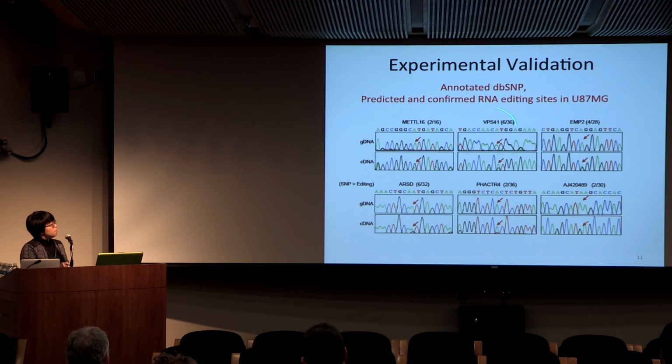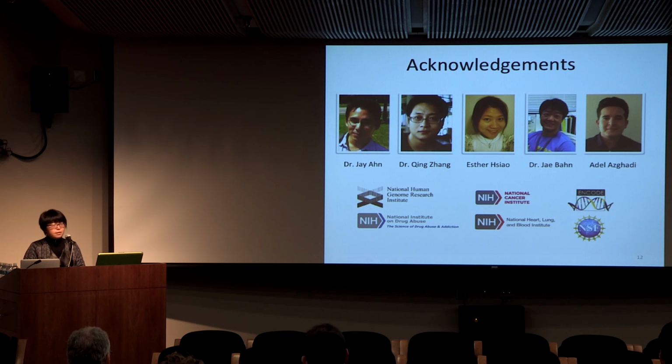And on the other hand, we can be specific in predicting our RNA editing sites. So some of these RNA editing sites are actually annotated SNPs in the database, but in the specific cell line, it was an RNA editing site by prediction.